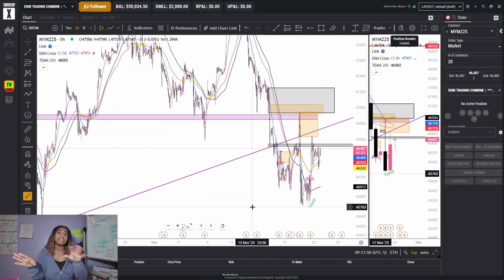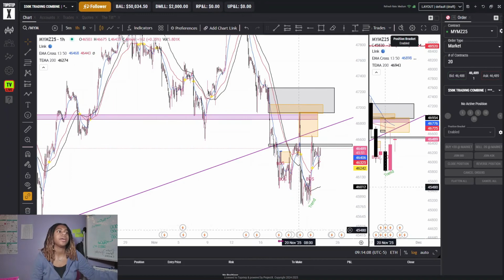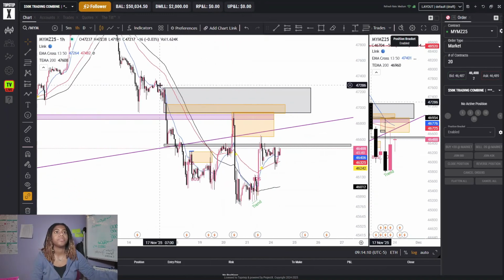So let me just redo all those terms for you guys. So a supply is when market is dropping, right? So it's going in a downtrend. And you have an area that market might come back to, but not break above the high and then keep going down. That's kind of what happened here. So we have this bearish situation going on right here.